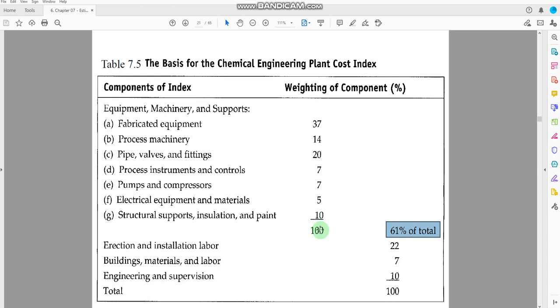Okay, so we will take 61% of this value to estimate the value for this cost index, and the rest of 39% would be coming from this part: erection and installation labor 22%, building materials and labor 7%, engineering and supervision 10%. So this makes 39%, and overall it will become 61 plus 39, 100%. Okay, so once you have this calculation, then you can include each and everything in the industry that is required to develop the cost index of the particular year and how it has been inflated with the previous years.